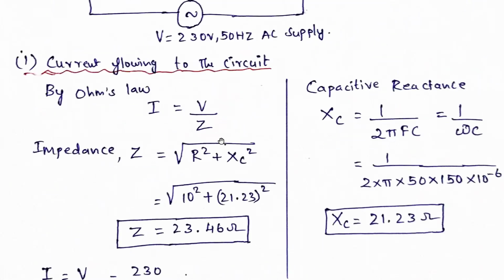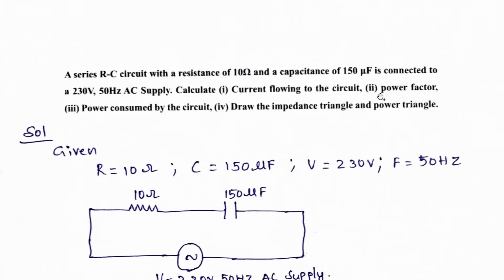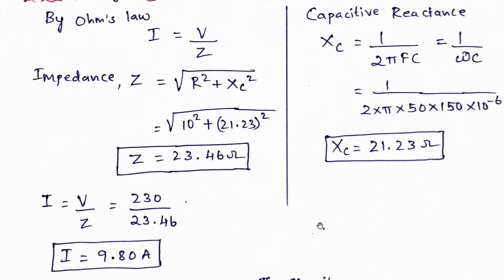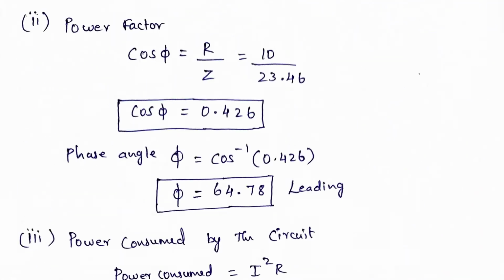Now what is asked next in the problem is power factor. So what is the formula for power factor? Power factor is nothing but cos phi, the cosine of the angle between the voltage and current. So cos phi is equal to R by Z. Already we derived this R by Z. So R is 10 ohms divided by Z is 23.46 ohms. So if you simplify this, we are getting the cos phi as 0.426. So this is the power factor.